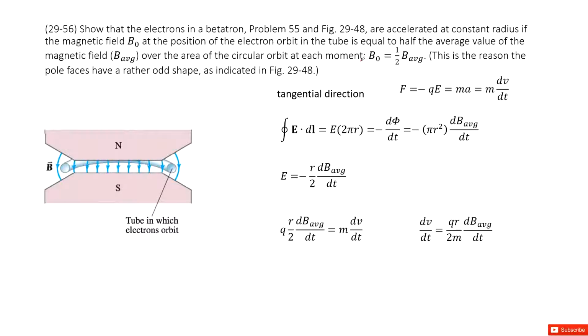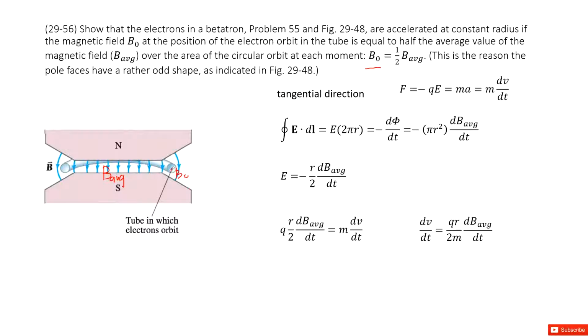And in this case we need to prove the equation B naught equals 1/2 B average. B naught is the magnetic field density on the tube, and B average is the magnetic field density just in the circle, right? So now, first, we look at the tangent direction.